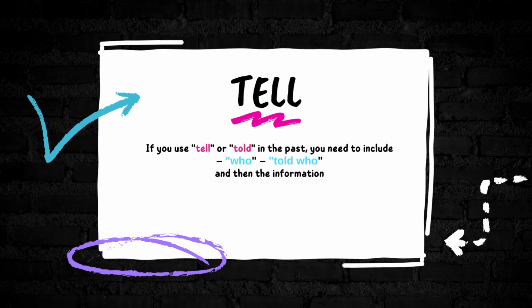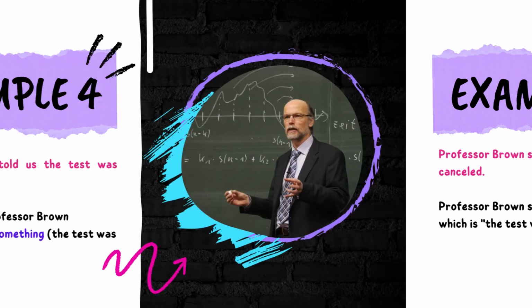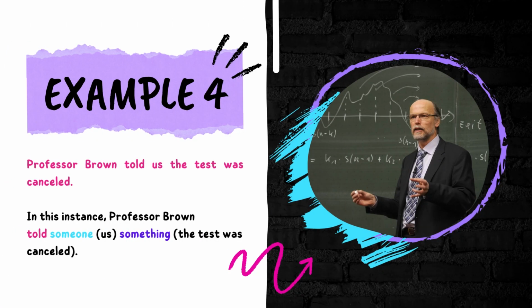Example 3, Professor Brown said the test was canceled. Professor Brown said something, which is the test was canceled. Example 4, Professor Brown told us the test was canceled. In this instance, Professor Brown told someone, us, something, the test was canceled.